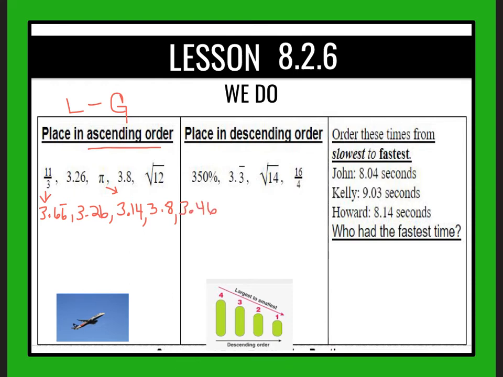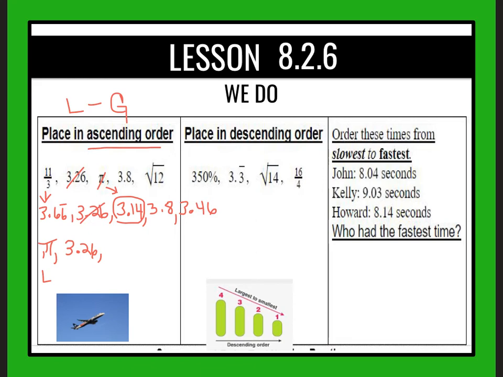Okay, so now that I have all of these numbers in decimal form, my job is to put them in ascending order. If I look at the smallest value, that would be 3.14. $3.14, if you want to look at it in terms of money. So pi would have to be the least, okay? Then when I'm done with pi, 3.26 would be the next smallest value, okay? I'm going least to greatest.